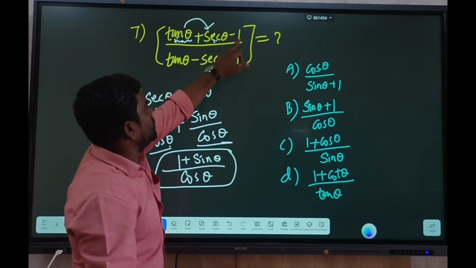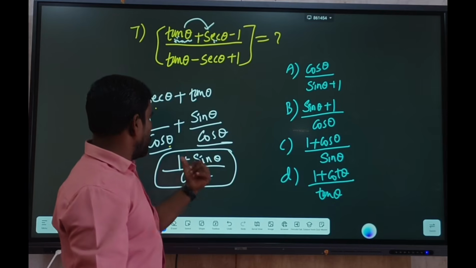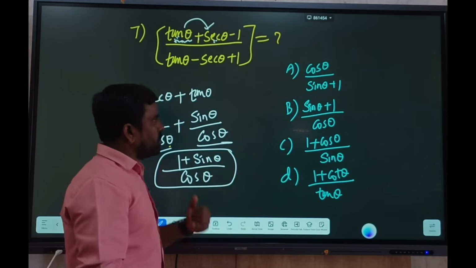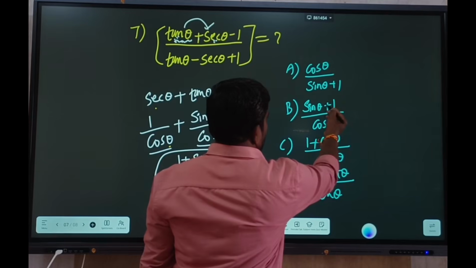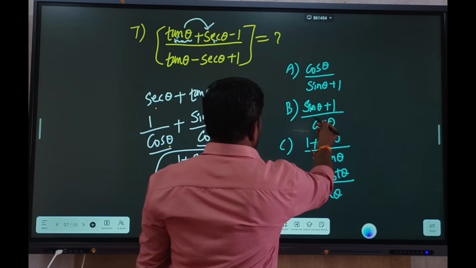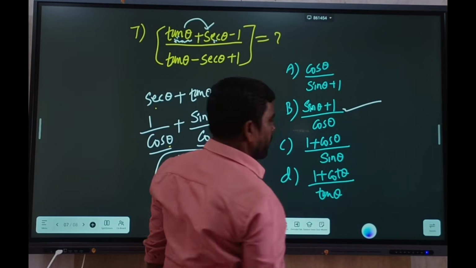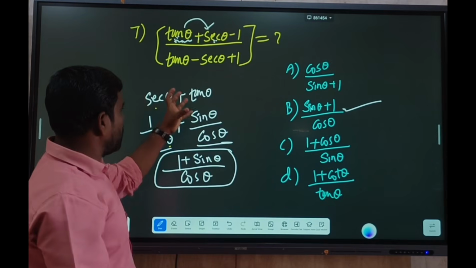Tan theta plus secant theta minus 1, divided by tan theta minus secant theta plus 1, the value is how much? 1 plus sin theta by cos theta. Option B is the correct answer. It is a smart method.